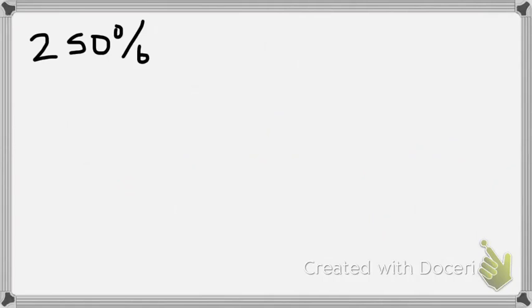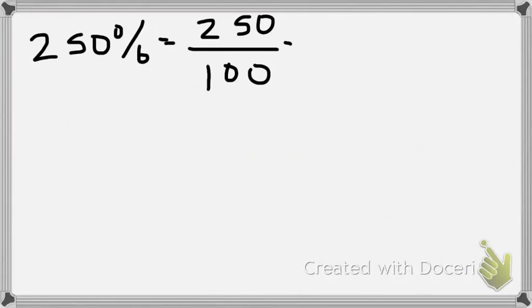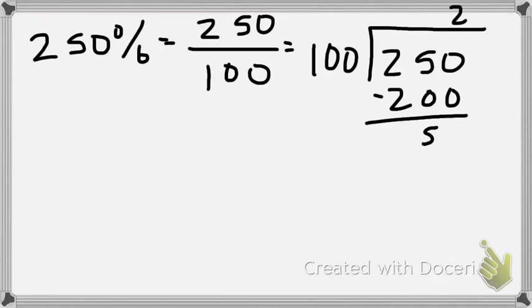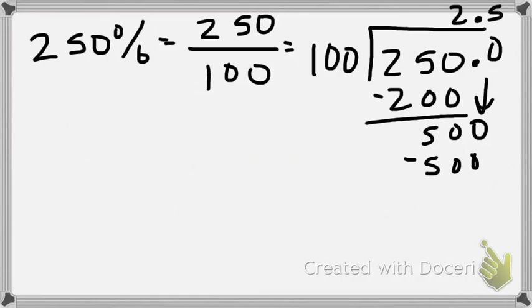Here we have 250%. So we're going to change this one to a decimal and a fraction. And 100 into 200 goes 2. Add my decimal, add a 0, and 100 into 500 goes 5 times. So there's my decimal form, 2.5.